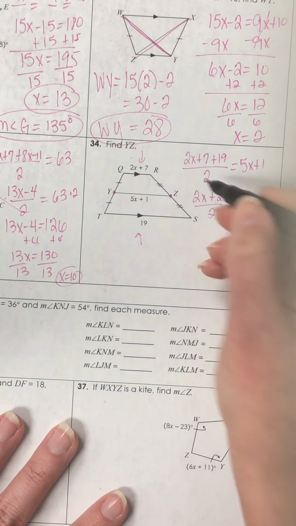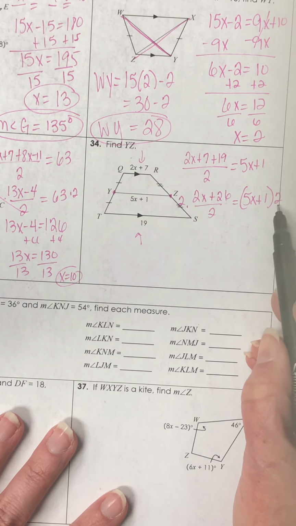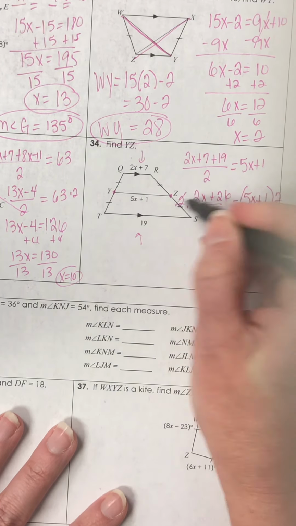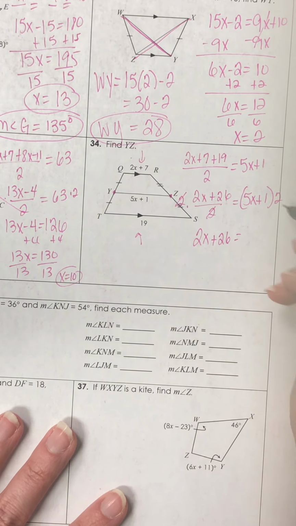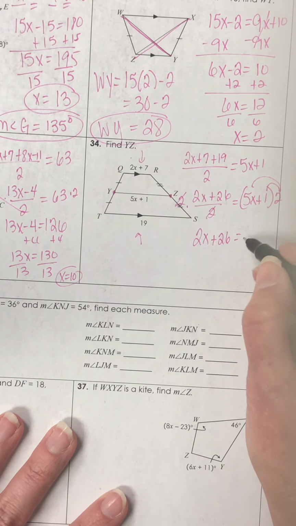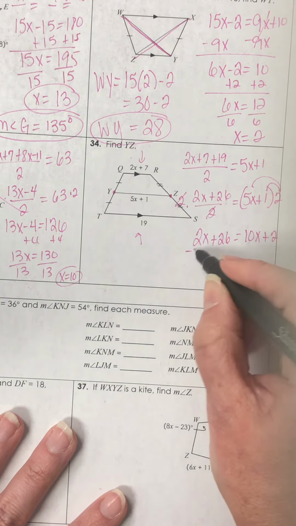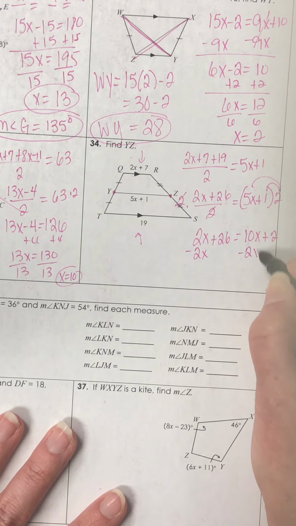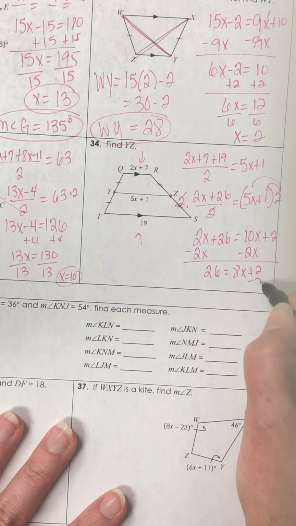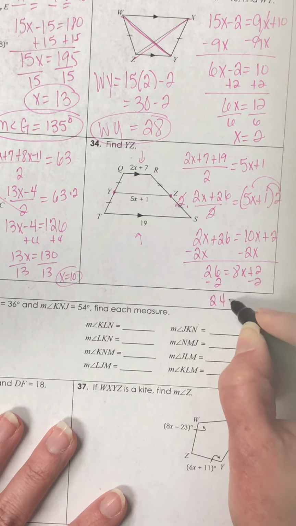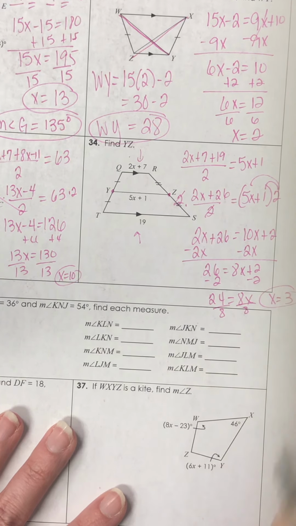Okay, now let's get rid of the 2. We're going to multiply both sides by 2. When you multiply the right side by 2, you need to put parentheses around your 5x plus 1 because you've got to multiply 2 to not only the 5x, but also the 1. So 5x times 2 is 10x, and 1 times 2 is 2. Let's subtract 2x from both sides. Subtract 2 from both sides and divide by 8, and we'll get x equals 3.